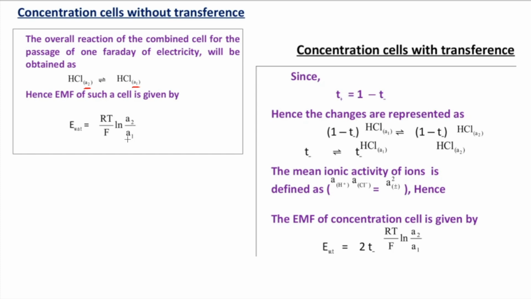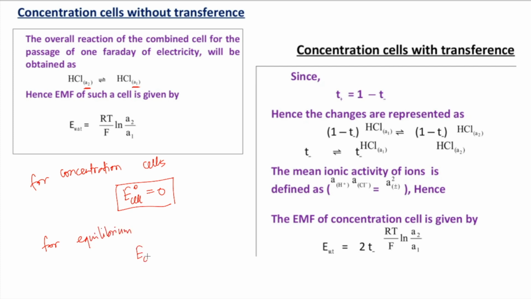Now remember one thing, that this is for without transference, and one more important thing, that for concentration cells, the value of E naught of cell is equal to 0. Remember that for equilibrium conditions, we have E of cell equal to 0, whereas for concentration cells, E naught of cell is equal to 0. That means the standard reduction potential of the cell is equal to 0.